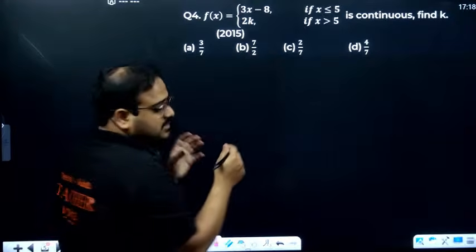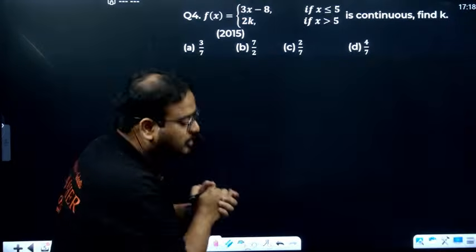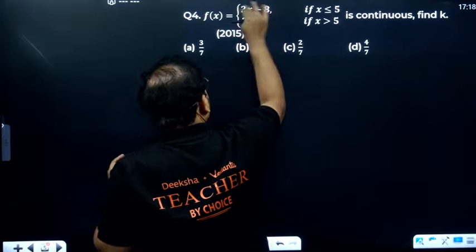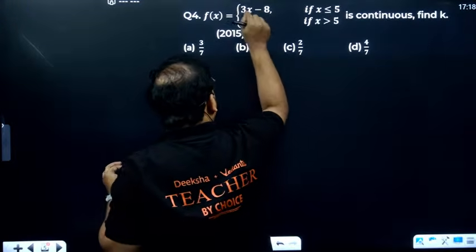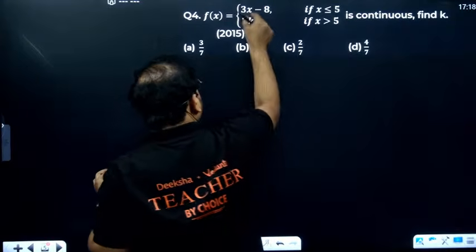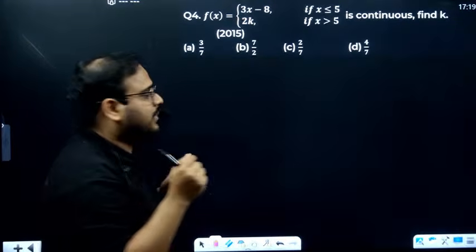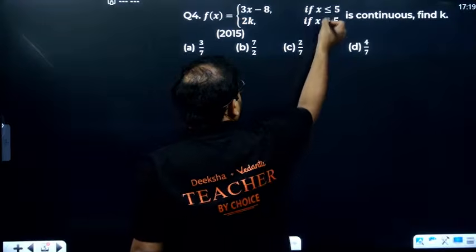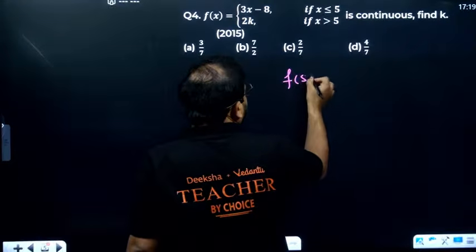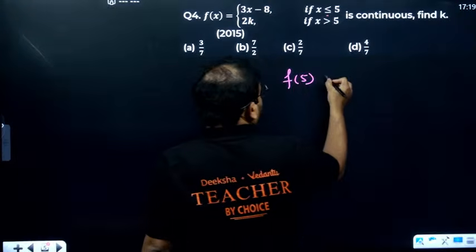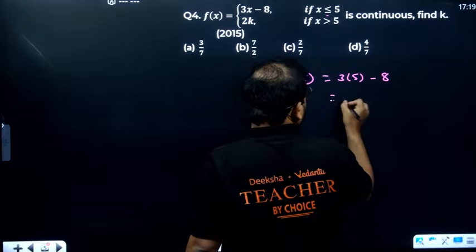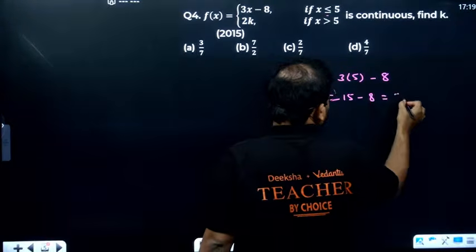For this question, answer for question number 4, beta. Come on, give me the answer. Same problem, continuous function. This is not an indeterminate form. This is the question of direct limit. So we'll put the value 5 over here. If I'm finding f of 5, I have to use this branch. So I'll get 3 times 5 minus 8, that becomes 15 minus 8, that is 7.